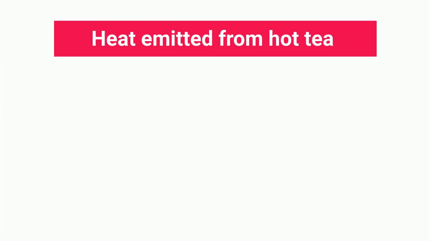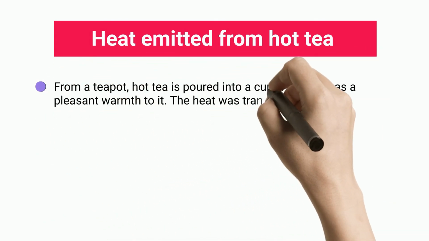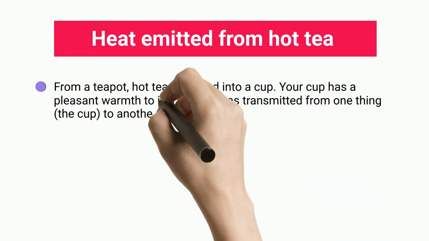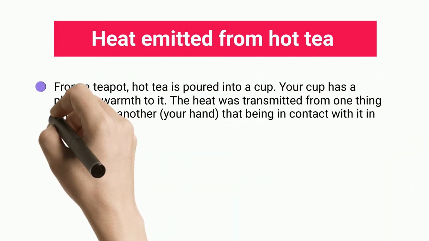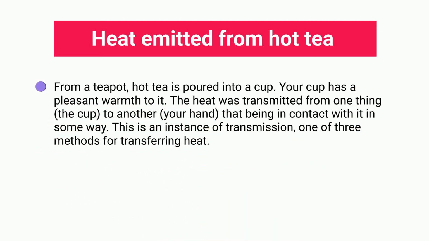Heat emitted from hot tea. From a teapot, hot tea is poured into a cup. Your cup has a pleasant warmth to it. The heat was transmitted from one thing, the cup, to another, your hand, that being in contact with it in some way. This is an instance of conduction, one of three methods for transferring heat.